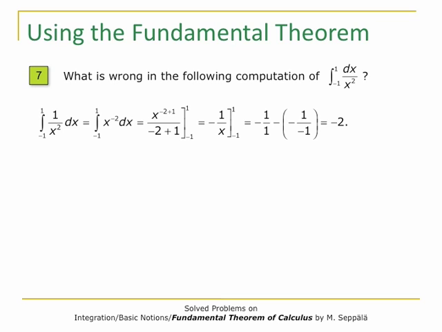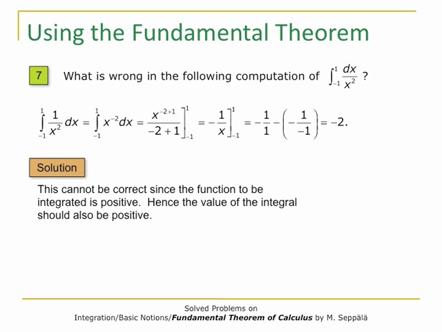Therefore, we get minus 1 over 1 minus 1 over minus 1. Now there are many minus signs, and some of them cancel, and we get minus 2. And this, of course, cannot be an area because this is negative. So the question is, what is wrong?